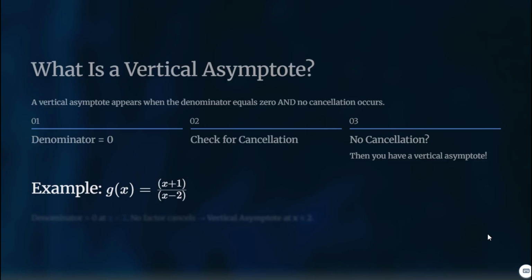For example, for the function g of x equals x plus 1 over x minus 2, no factor can be cancelled, but the denominator will be equal to 0 when x equals 2. Therefore, there will be a vertical asymptote at x equals 2. And the graph shoots upward or downward toward infinity near the asymptote.